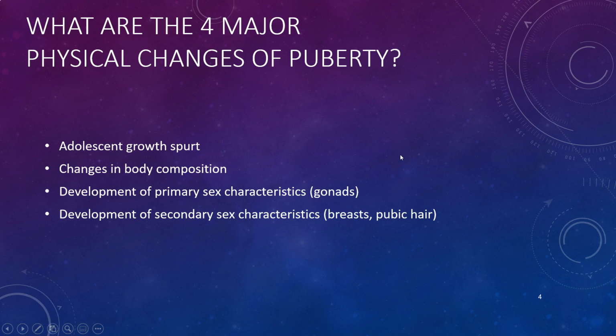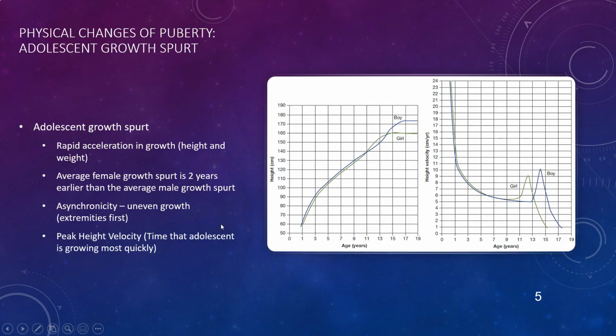All right, so 4 major physical changes of puberty that we'll go through: the adolescent growth spurt, changes in body composition, and then development of primary and secondary sex characteristics. So we'll start with the adolescent growth spurt, which is a rapid acceleration in growth, both in height and in weight. And you can see, I like this picture here on the side.